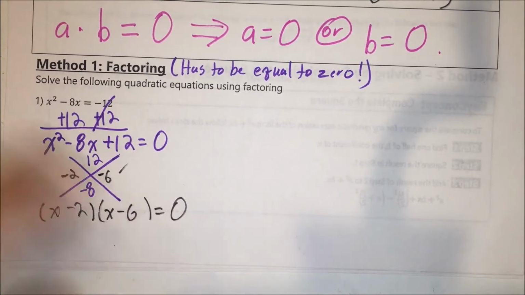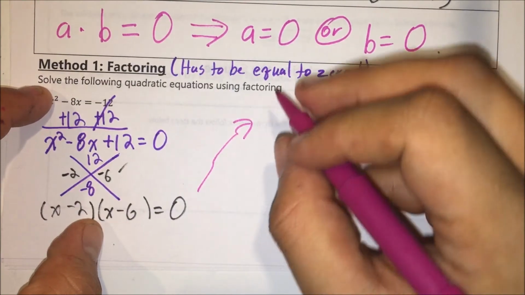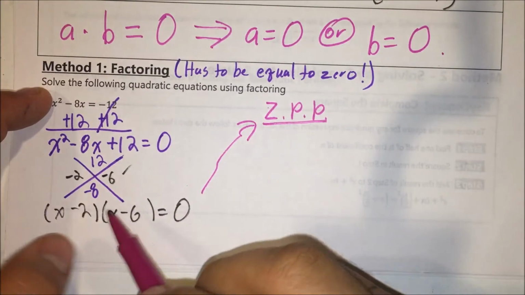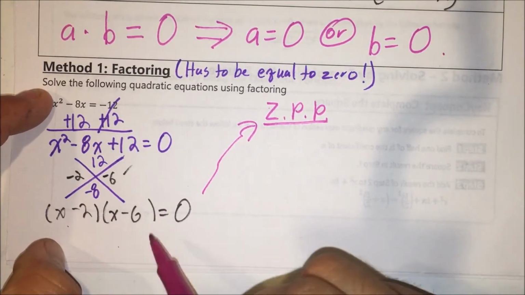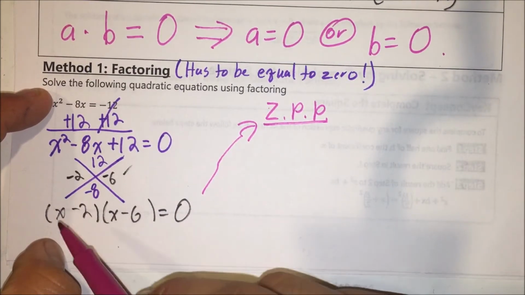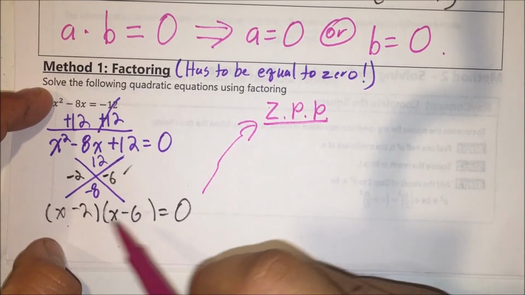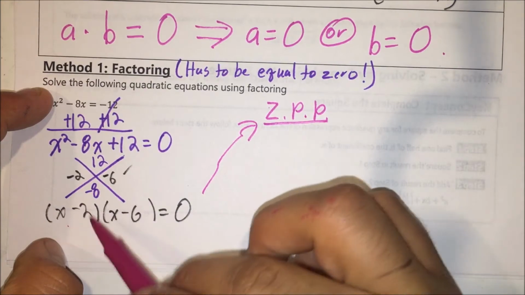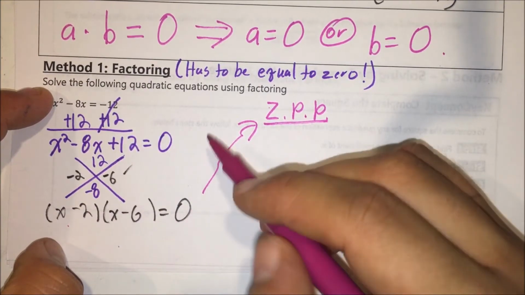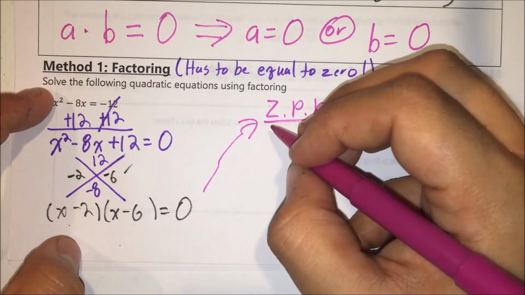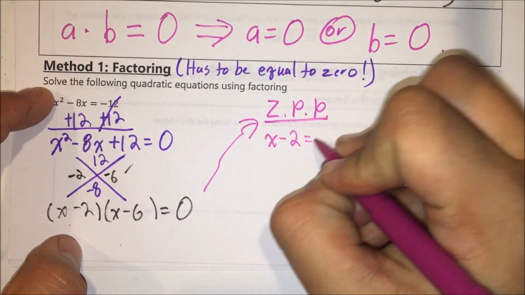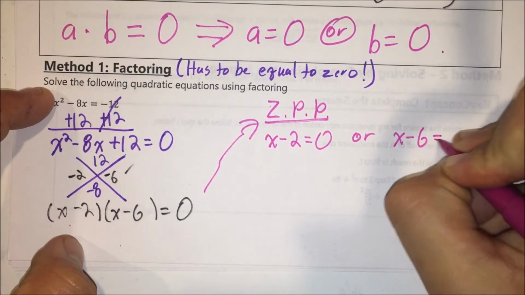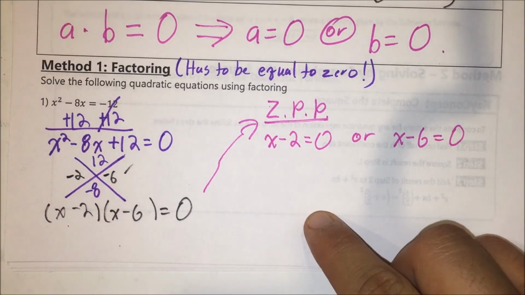And why did we want to do that? Well, because now all I have to do is use my zero product property. And again, it states that if I multiply two things together and they equal 0, one or the other or both have to be equal to 0. So here I have that x minus 2 times x minus 6 is equal to 0. So it has to be the case that either x minus 2 is equal to 0 or x minus 6 is equal to 0. Either one has to be the case.